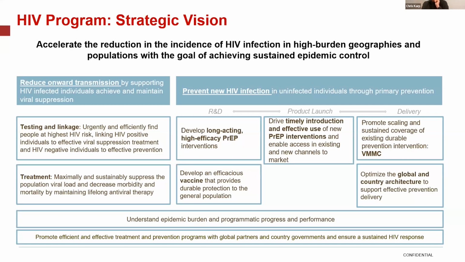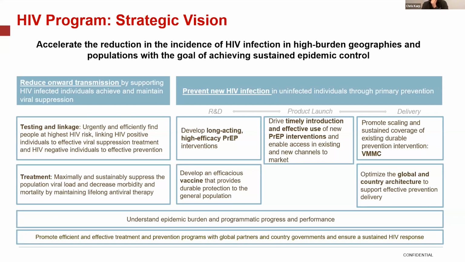Under the former, large efforts in testing and linkage. So finding folks at highest HIV risk, linking those that are positive to effective viral suppression treatment and those who are negative to effective prevention. In terms of preventing new HIV infection, this is where the R&D effort is. Probably, in my estimation, what is going to be the first really transformational tool here is long-acting high-efficacy PrEP, so depot PrEP. And we're on the cusp of that, I would say.